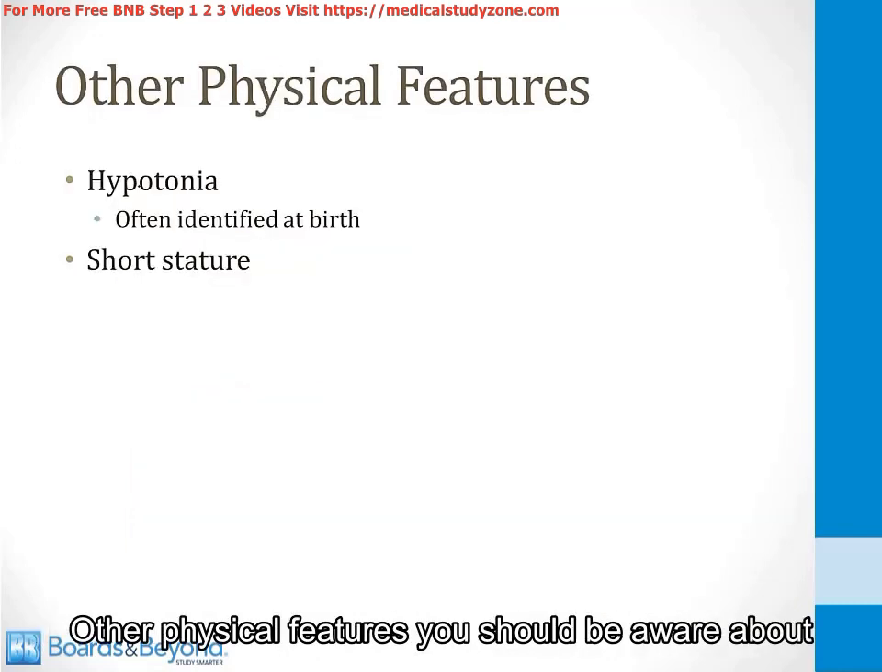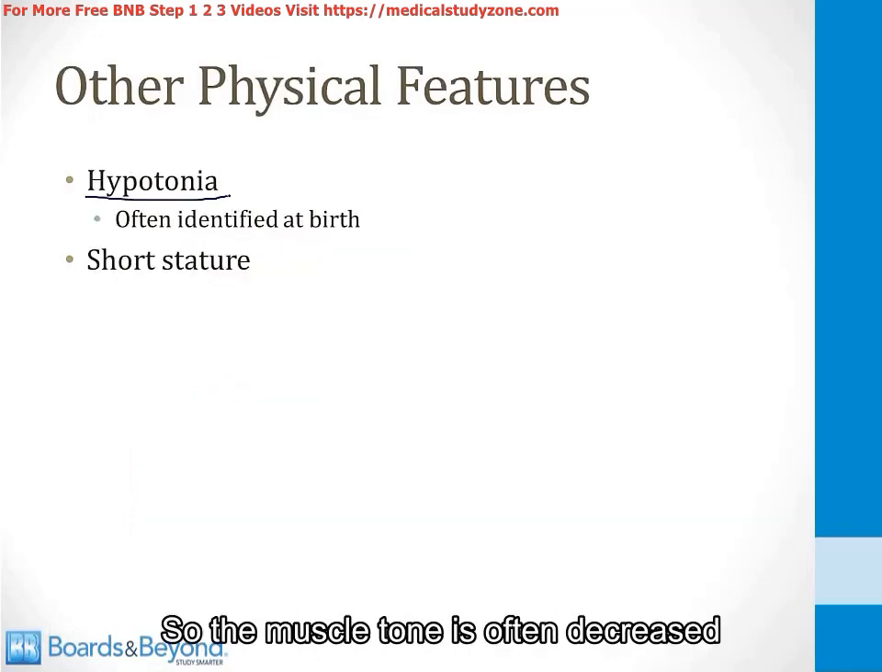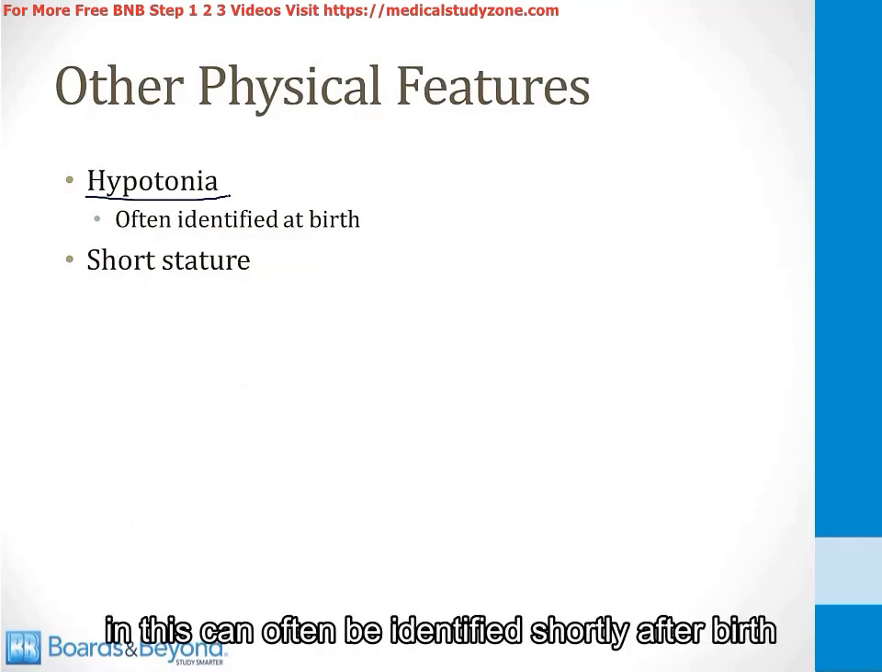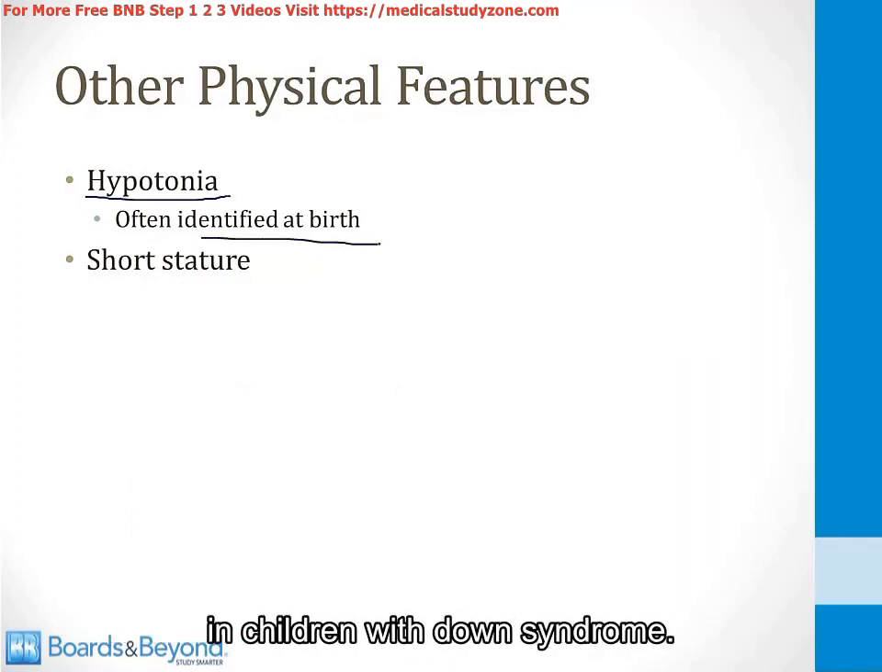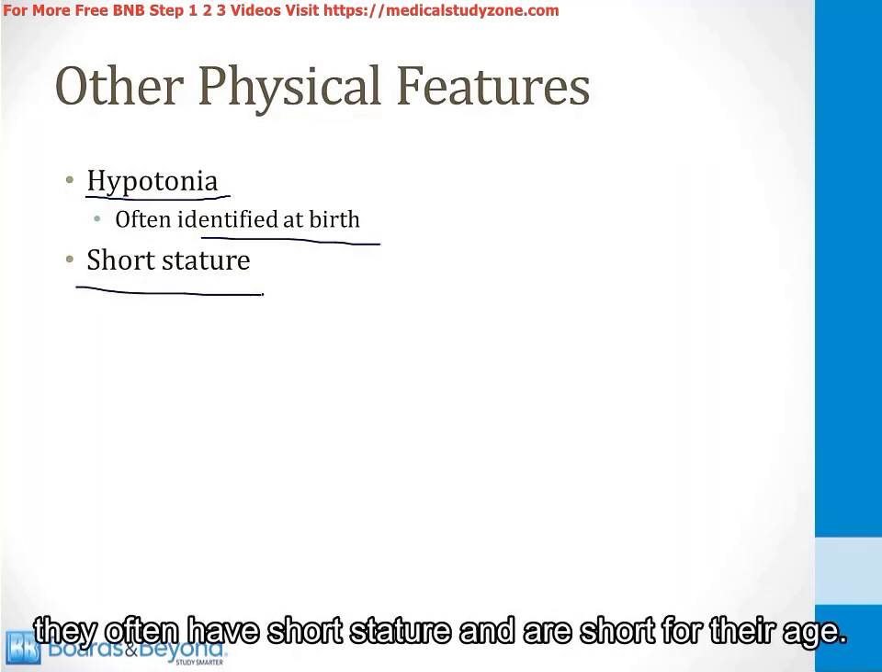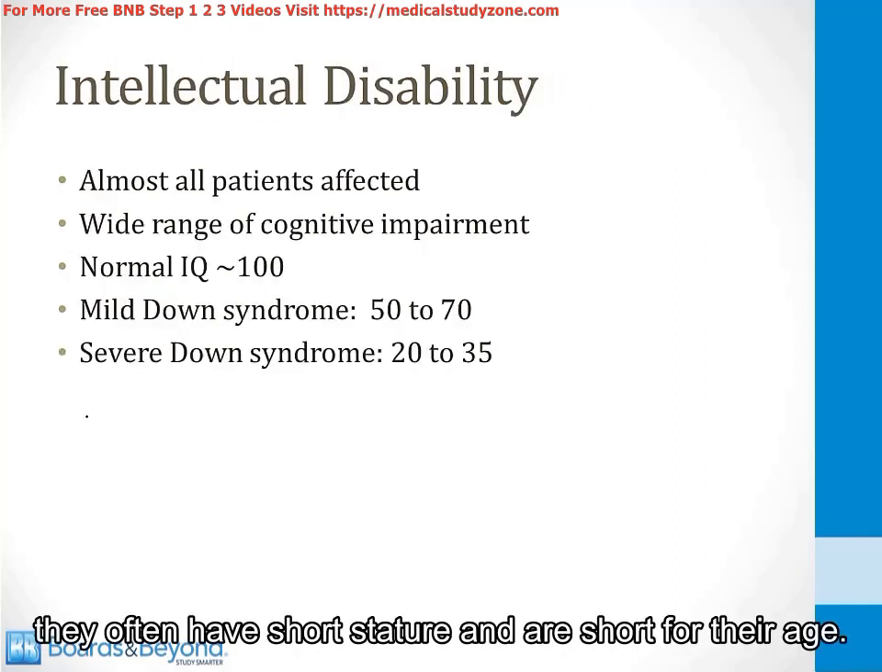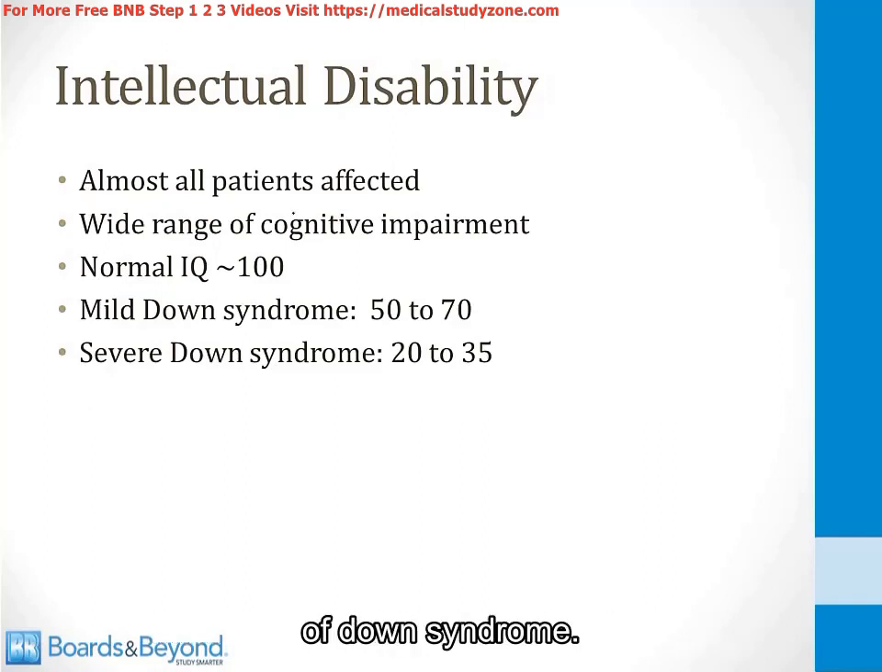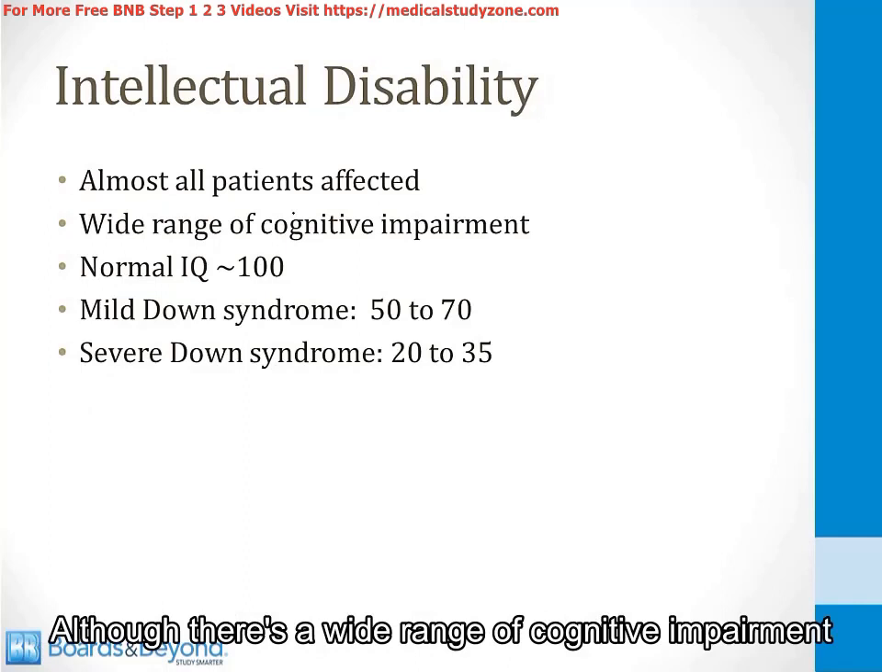Other physical features you should be aware about are hypotonia, so the muscle tone is often decreased, and this can often be identified shortly after birth in children with Down syndrome. And then as children with Down syndrome grow up, they often have short stature and are short for their age. Intellectual disability is another hallmark of Down syndrome. Almost all patients are affected, although there's a wide range of cognitive impairment.